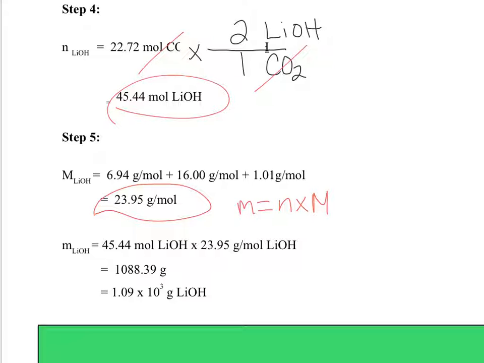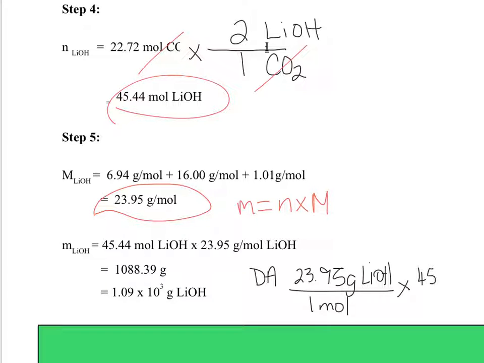If you want to use dimensional analysis instead of formulas, we want mass of lithium hydroxide. So we use our molar mass times our number of moles, and that will give us the same result.